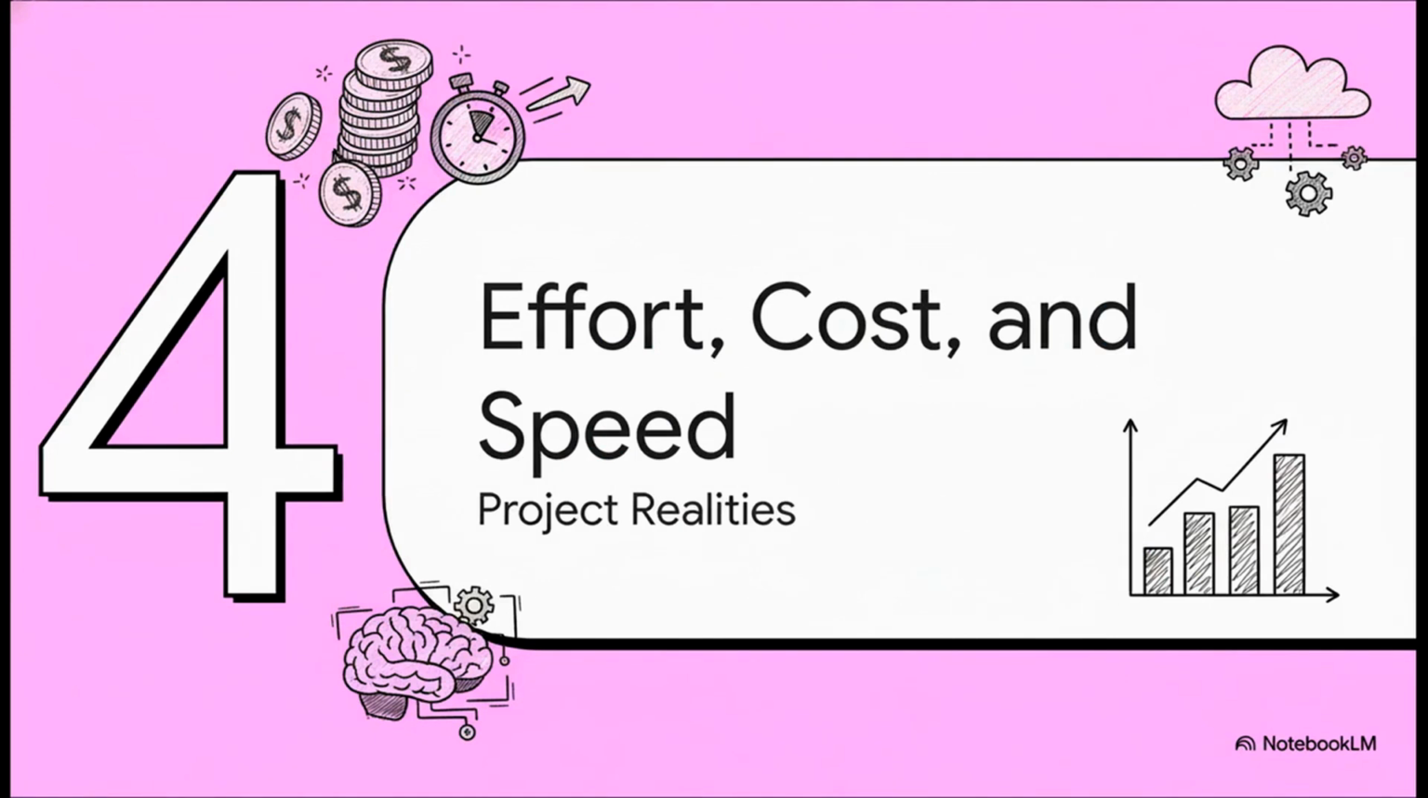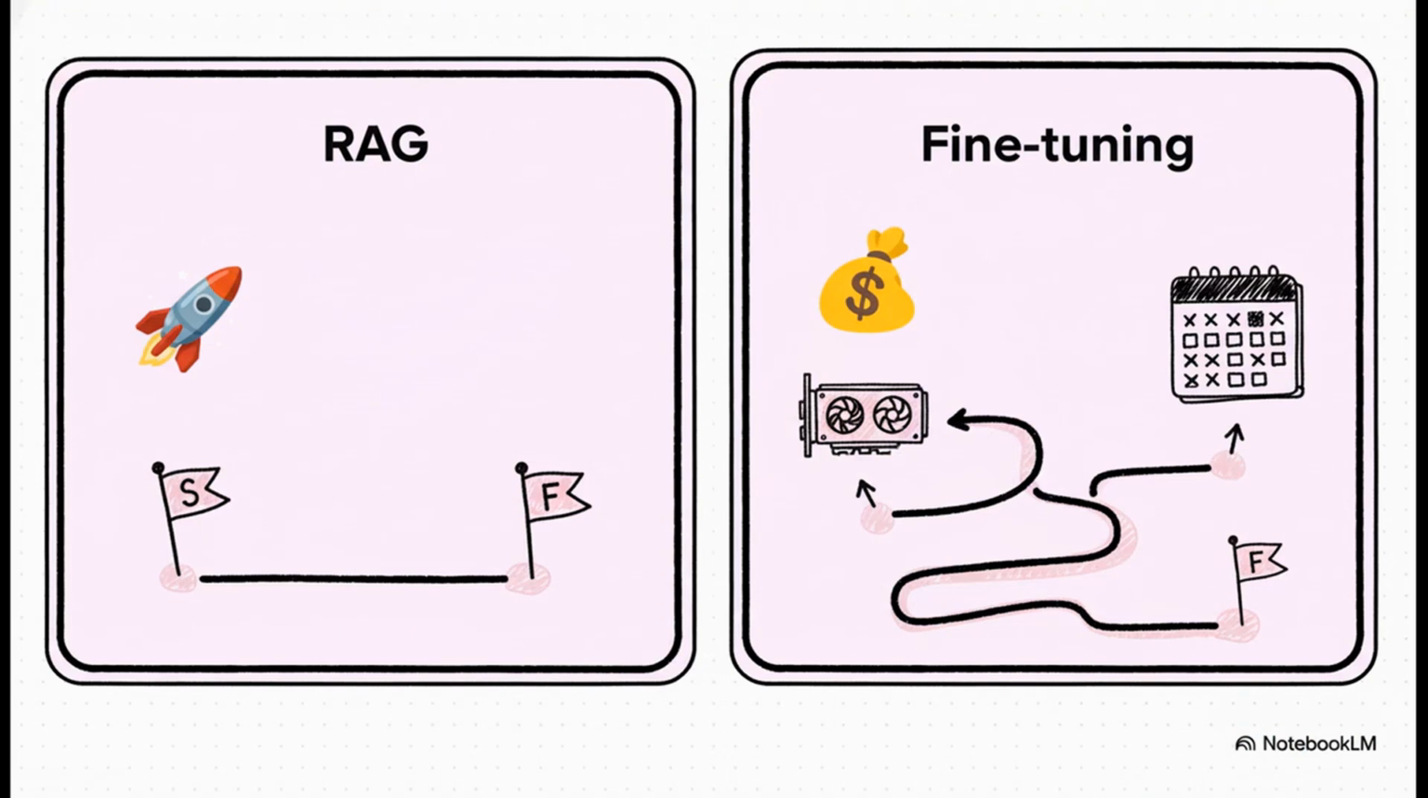Okay, let's get down to brass tacks. We're talking about the realities of any project: time, money, and effort. So, what's it actually going to take to get one of these up and running? Look, in most cases, RAG is going to be the winner on this front. Setting up a searchable knowledge base is usually much faster and cheaper than the alternative, which is painstakingly creating a huge, high-quality training data set and then paying for all the expensive computing power to run the fine-tuning, which, by the way, can take days.